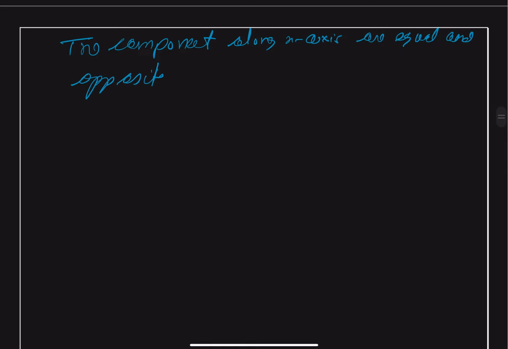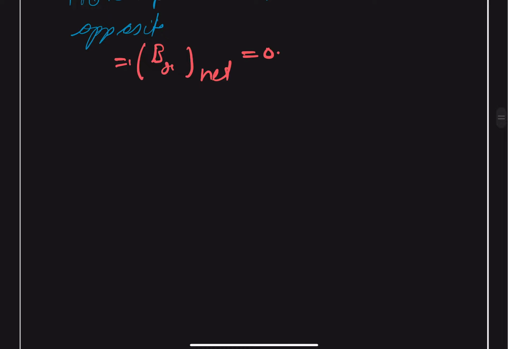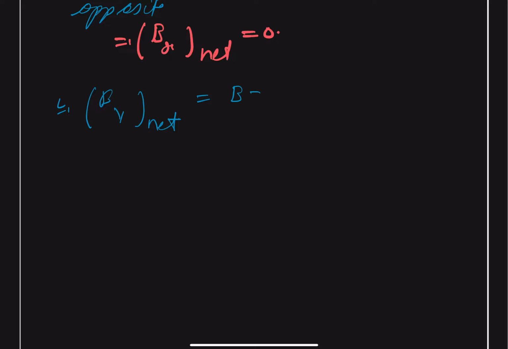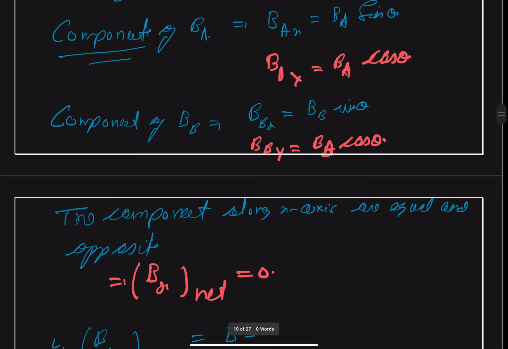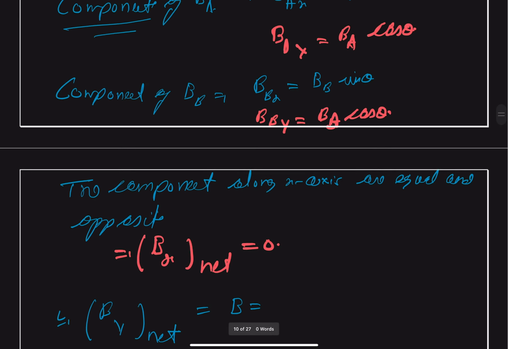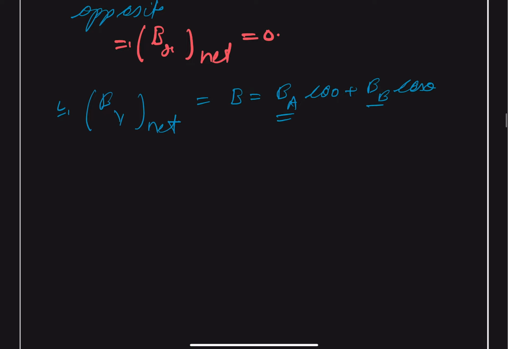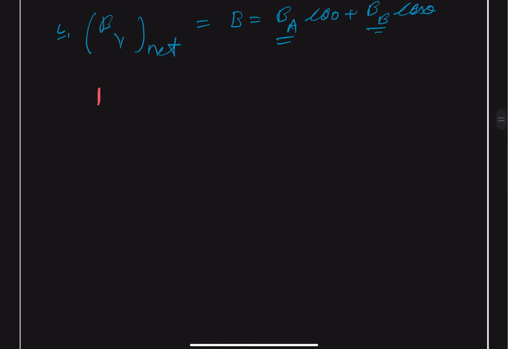Therefore, the magnetic field in the X direction net will be equal to 0, whereas the magnetic field in the Y direction net, let us call it B for simplicity, will be BA cos theta plus BB cos theta. But the magnitude of BA and BB is the same. So we can write that the magnetic field will be equal to twice B cos theta.